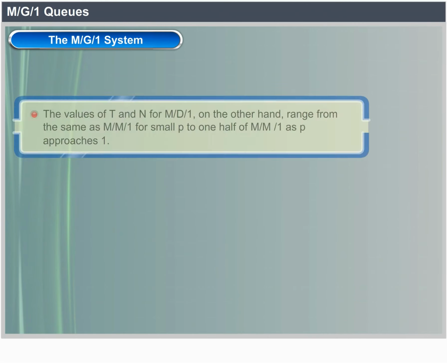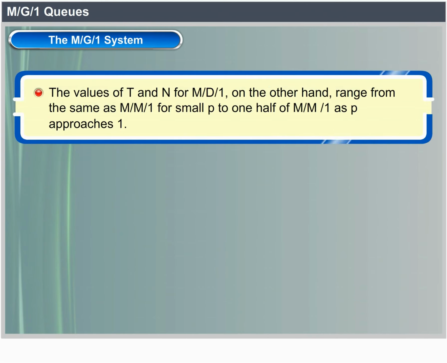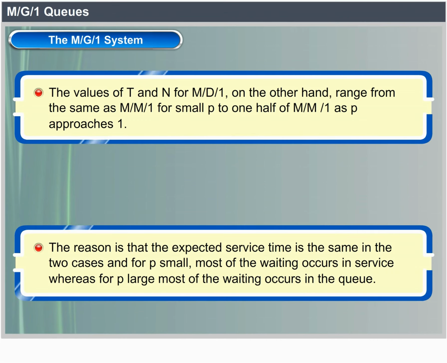The values of T and N for MD1, on the other hand, range from the same as MM1 for small rho to one half of MM1 as rho approaches 1. The reason is that the expected service time is the same in the two cases, and for rho small, most of the waiting occurs in service, whereas for rho large, most of the waiting occurs in the queue.